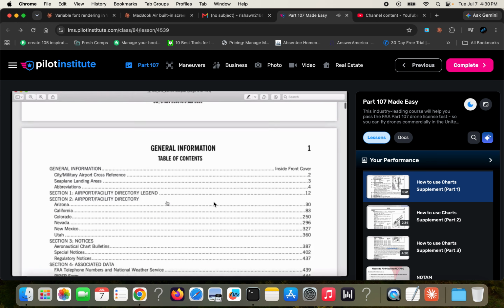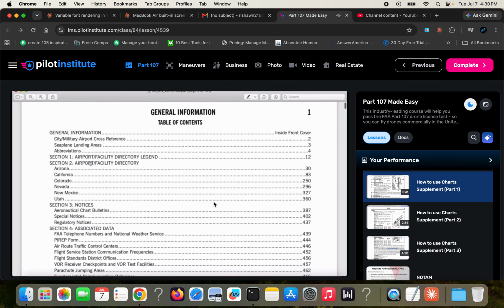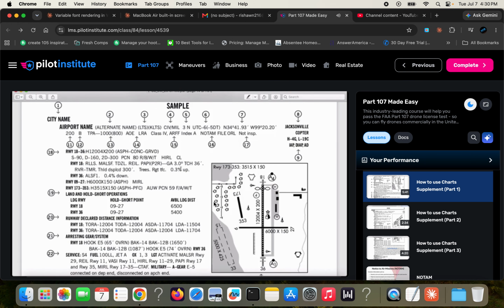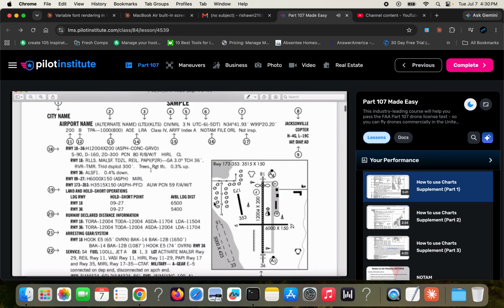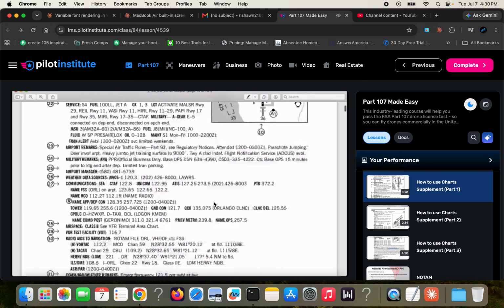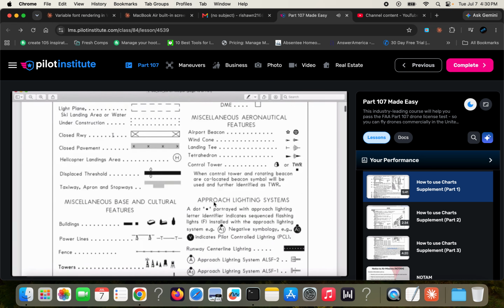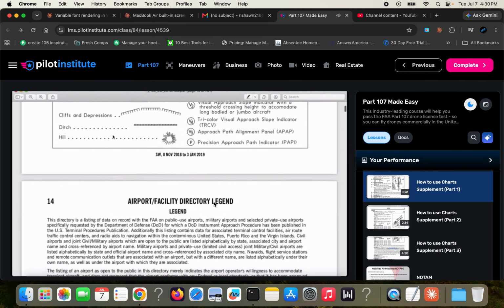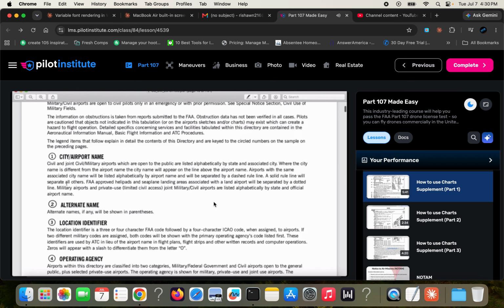So let's go and start with the start. Let's go with section 1 actually right here. So the legend, like I said, is going to be where you spend most of your time, because this is where you're going to be learning about the AFD. This is what a sample page for an airport is going to look like in the chart supplement. First thing is going to be the city name right here. And again, the way you use this legend is you're going to be using this. This is number 1. If you scroll down after you see the sample page, there's a sketch legend right here. Then you're going to go to number 1, and it's going to tell you what it is exactly.